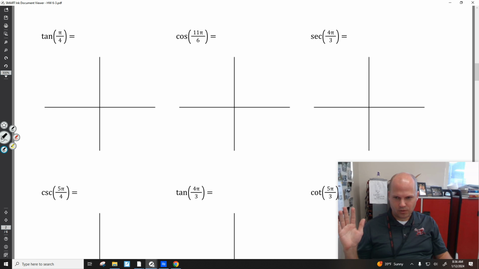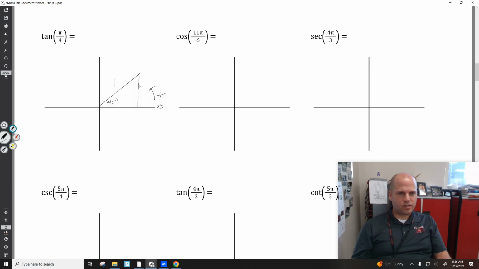If you don't get there, that's okay. Just keep drawing your triangles and you're fine. Pi over 4, 45 degrees away from 0. 45-degree reference angle. Stop at 1. Tangent, opposite over adjacent, so I need both, but I realize that when you divide the opposite over the adjacent, the y over the x, you get 1.